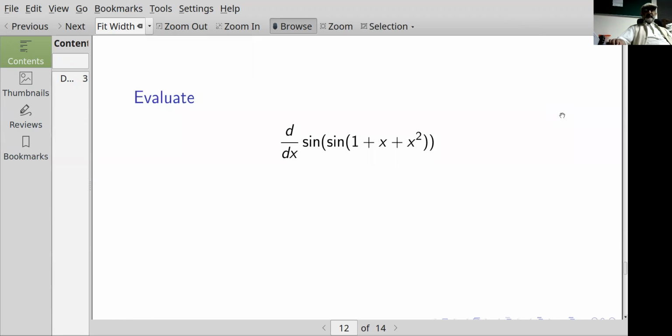Let's try another one. The derivative with respect to x of sine of sine of 1 plus x squared. So we've got nested functions. When we take the derivative, we're going to have to work our way in from the outside. So first take the derivative of the outer function. We'll have cosine of sine of 1 plus x squared times the derivative of the middle function, which is cosine of 1 plus x squared, times the derivative of the inner function, which is 2x.